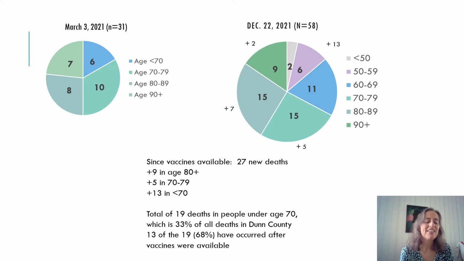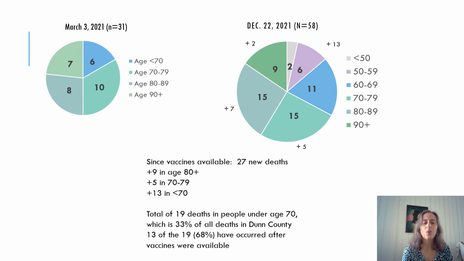So this is really useful at looking at what proportion of overall whatever it is distributed among the different groups. So for example, this is deaths for Dunn County. And so we have two different pie charts here. This is due to COVID-19. So the one on the left is the total deaths from COVID-19 in Dunn County as of March 3rd, 2021, there were 31 deaths. And then the one on the right is for December 22nd of 2021, at which time there were 58 total deaths.